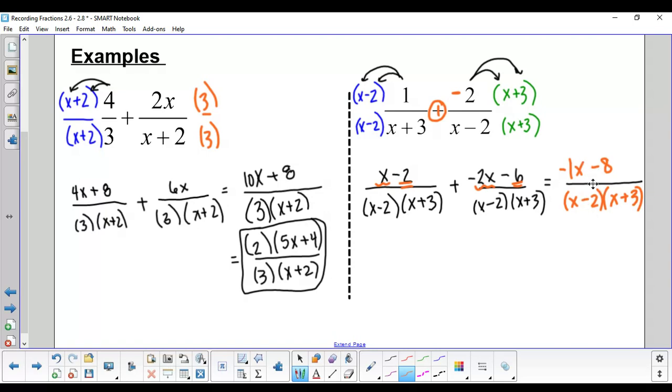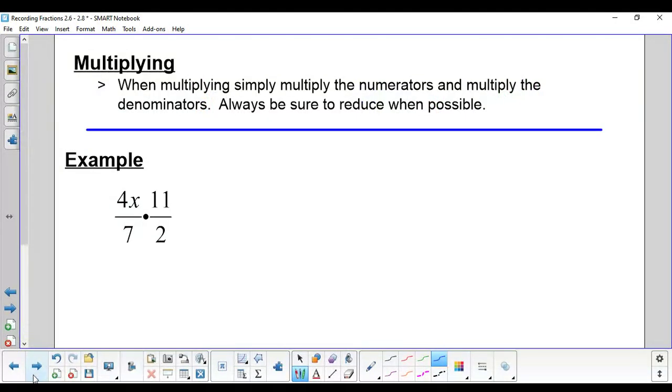Again, I look to see if I have any like terms. In this case, I don't. Therefore, this is going to be my final answer. Even though we didn't have like terms, I always check because it's very important to not skip that component or part of the process. Let's move on to multiplying.